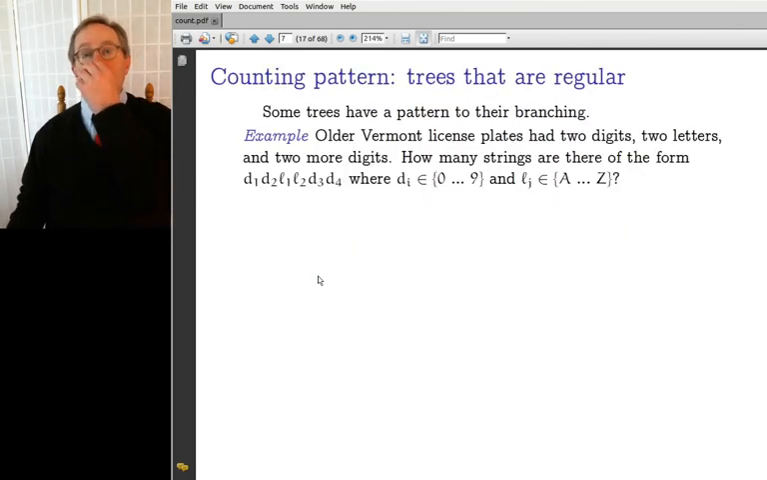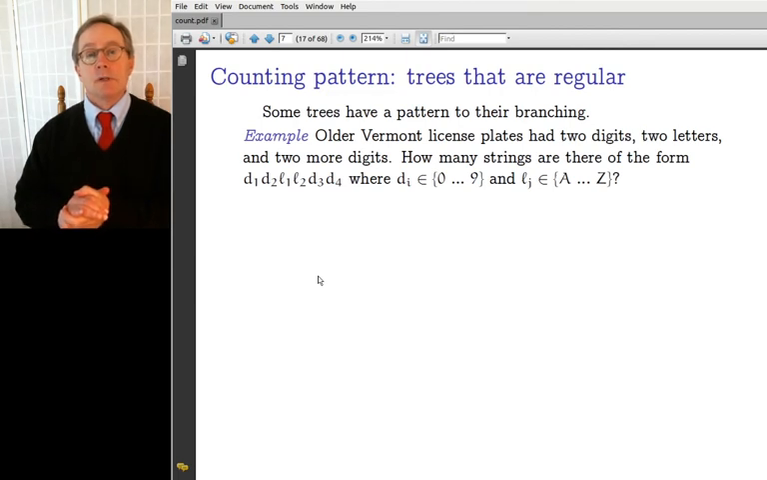Okay, but one thing we're seeing in all this talk is that there are some patterns to counting that you can rely on, and in particular, you can rely on regularities in the tree, just like I had 26 times 36 times 36, etc. Some trees have a pattern to their branching.